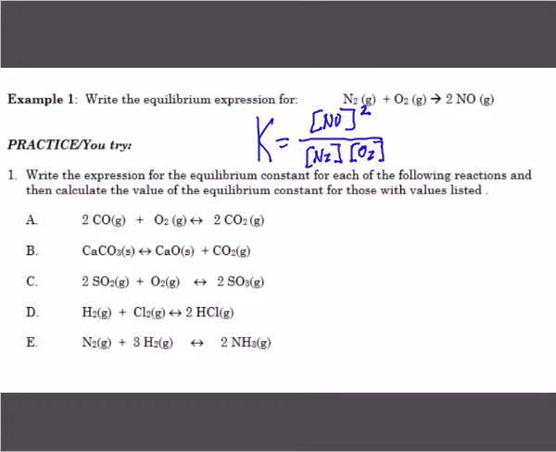If we were given actual concentrations for these values, let's say this was 5, this was 3, and this was 4, we could take those concentrations and plug them into our equation, get the K value, and see which reaction is favored. This would be 4 squared divided by 5 times 3. So it would really be 16 over 15, which is not fun math, but you get the idea. It's going to be greater than 1, so my forward reaction would be favored.